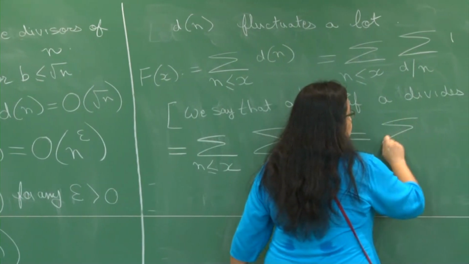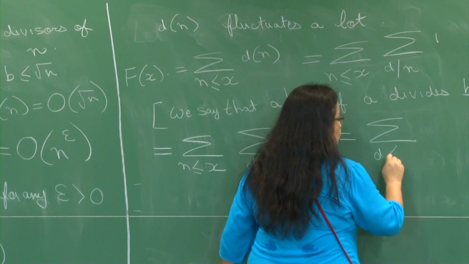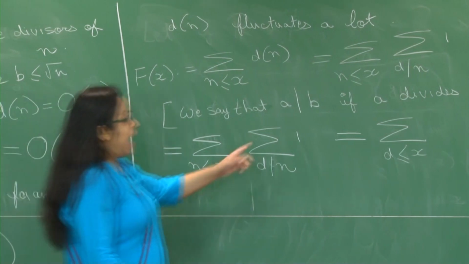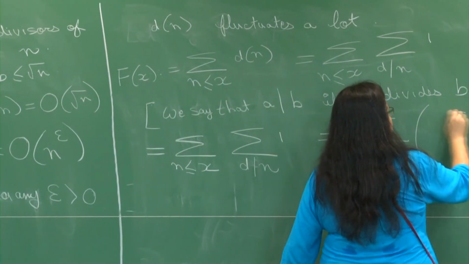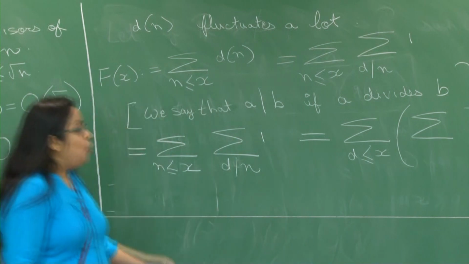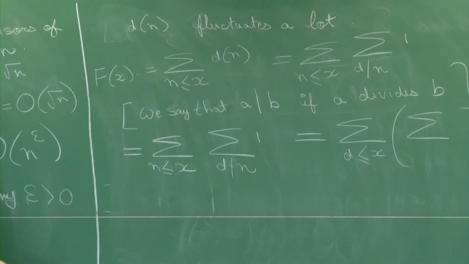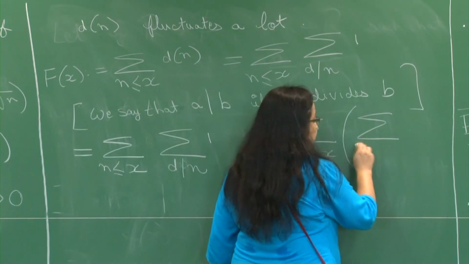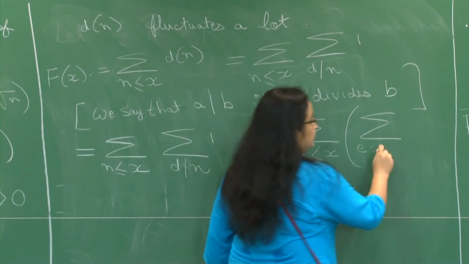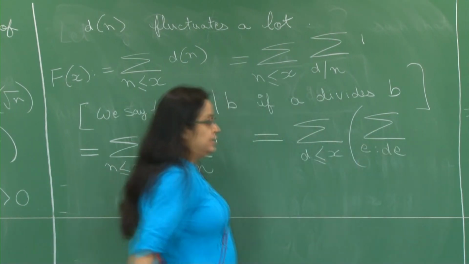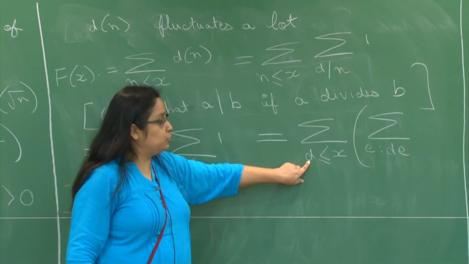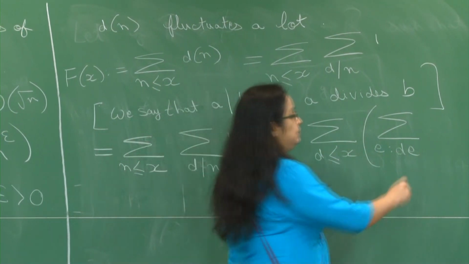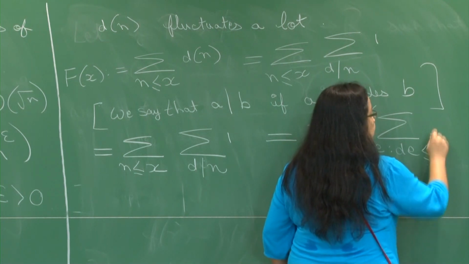So, what are we doing? We are taking first of all possible numbers d up to x. And then in the inner sum we are counting all those multiples of d which are also less than or equal to x. That is, you are counting all those natural numbers e such that d times e, for each d that you have chosen outside, is less than or equal to x.